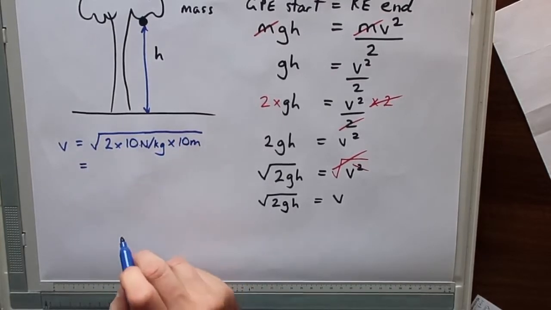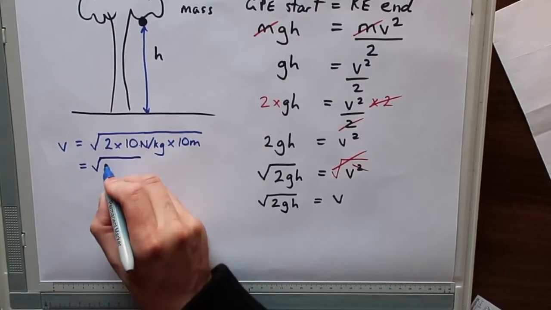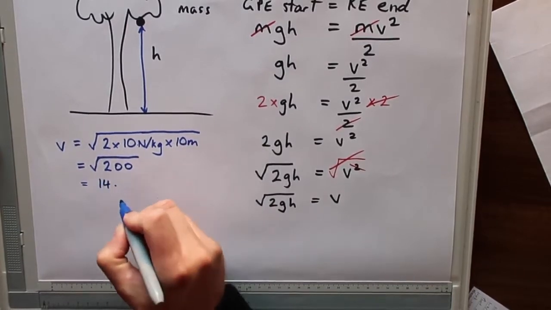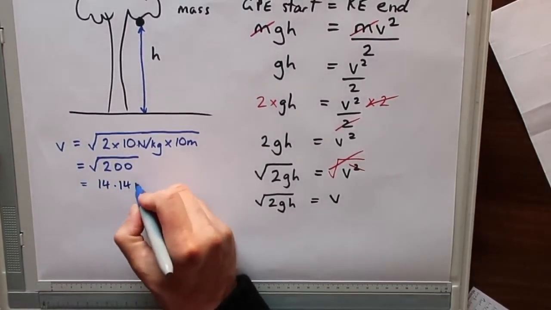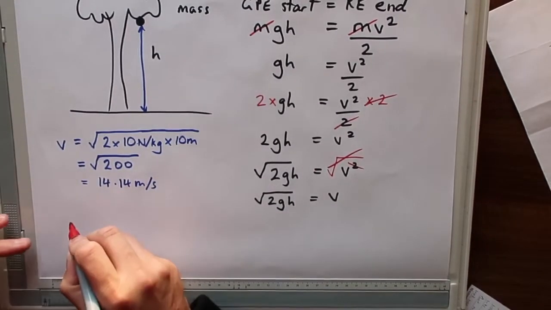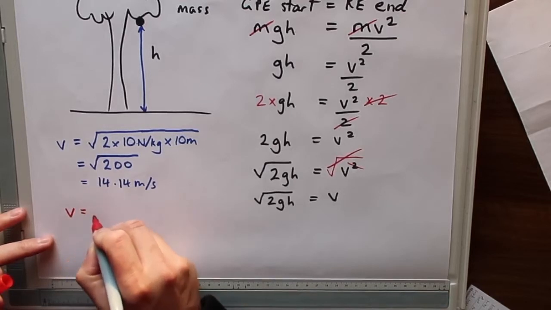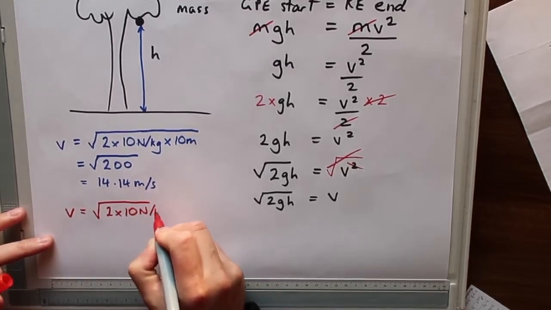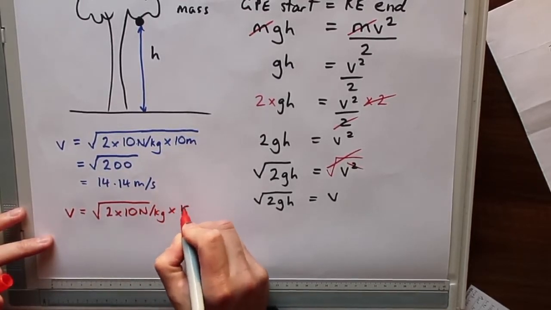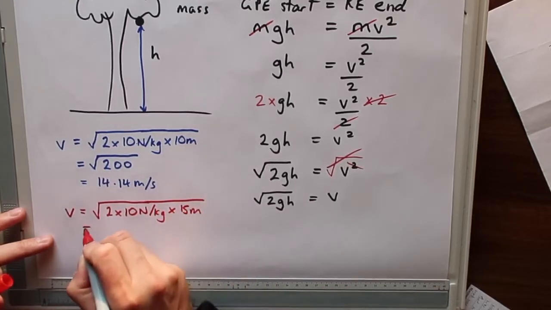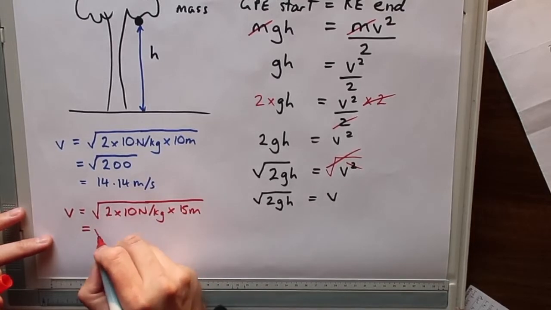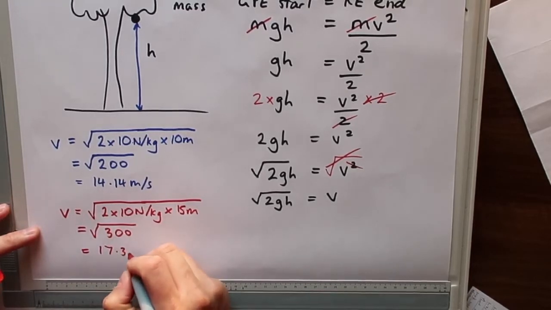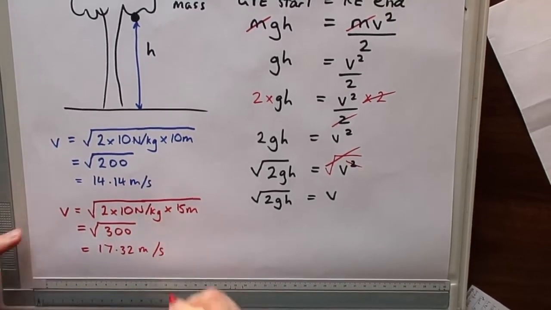so 10 times 10 is 100, times 2 is 200, so that'll be the square root of 200, and that is 14.14 meters per second. So if the acorn was 15 meters high, it'd be 2 times 10 newtons per kilogram times 15 meters, 150 times 2, which is the square root of 300 this time, which is 17.32 meters per second. Clever stuff, eh?